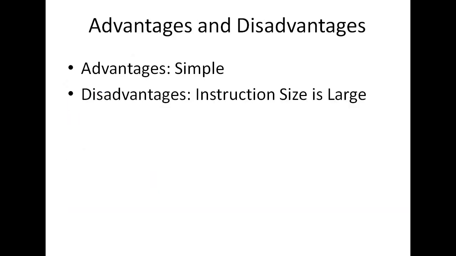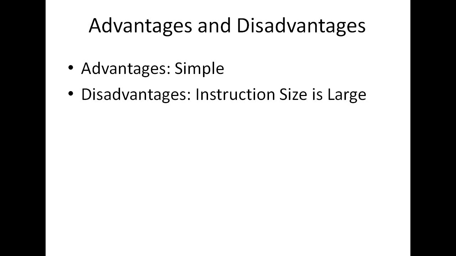Now, what are the advantages and disadvantages of this addressing mode? The advantage is, it is simple. Why simple? Because the operand is given in the instruction itself. You don't have to fetch the operand from any other register or memory location. The 8-bit operand or 16-bit operand is given in the instruction itself. And what is the drawback? The drawback is the instruction sizes are larger.